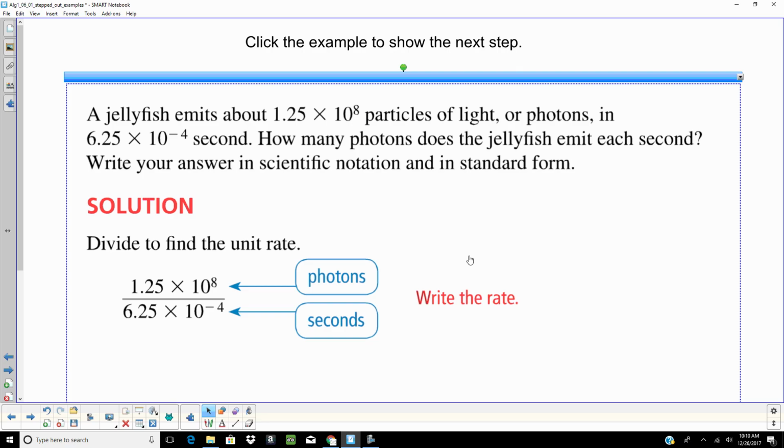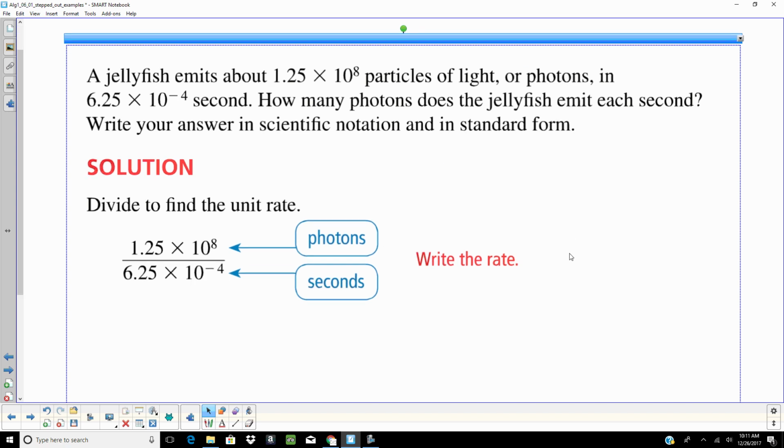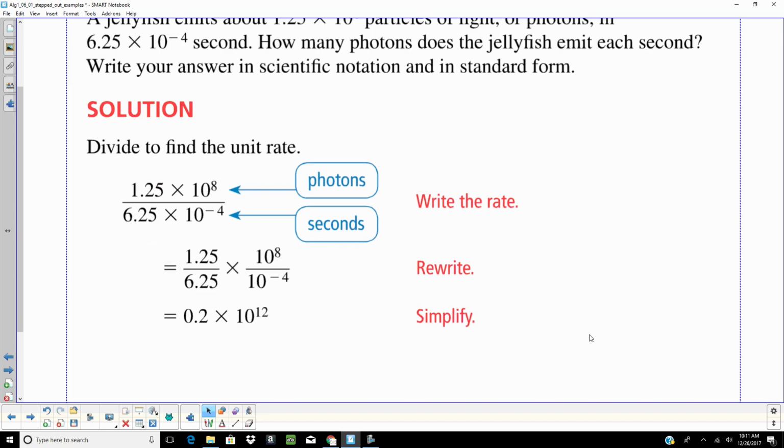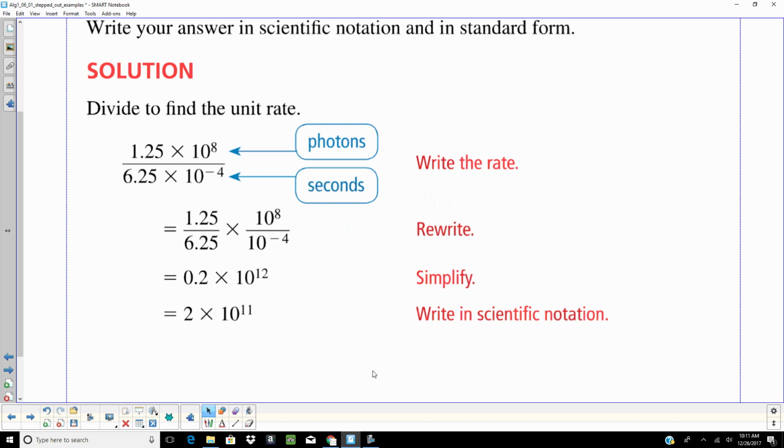So we're going to find that rate. So we're finding photons per second. That would be the same as 1.25 divided by 6.25, 10 to the 8th divided by 10 to the negative 4th. And again, this is not going to be in standard because that is less than 1. It has to be greater than 1, less than 10. So we're going to borrow a 10 over here, and it becomes 2.